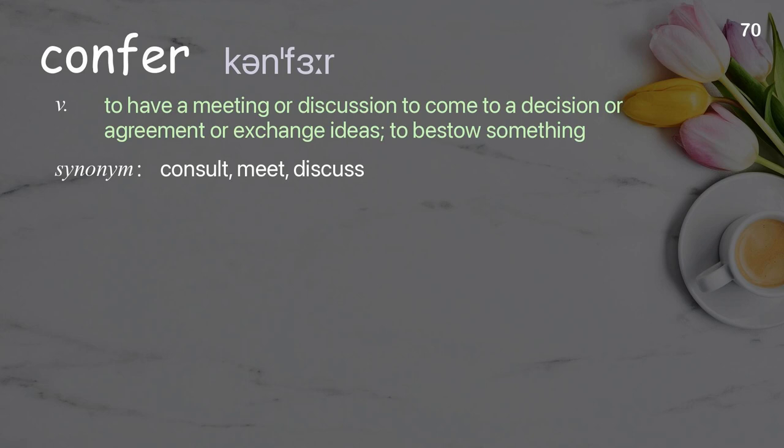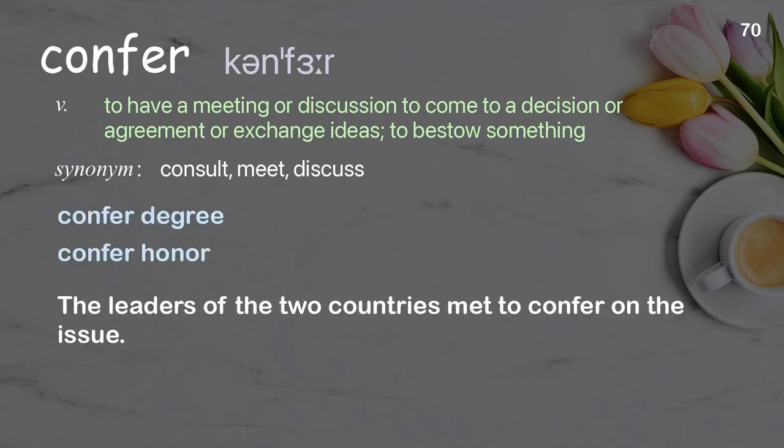Confer. To have a meeting or discussion, to come to a decision or agreement or exchange ideas, to bestow something. Examples: confer degree, confer honor. The leaders of the two countries met to confer on the issue.